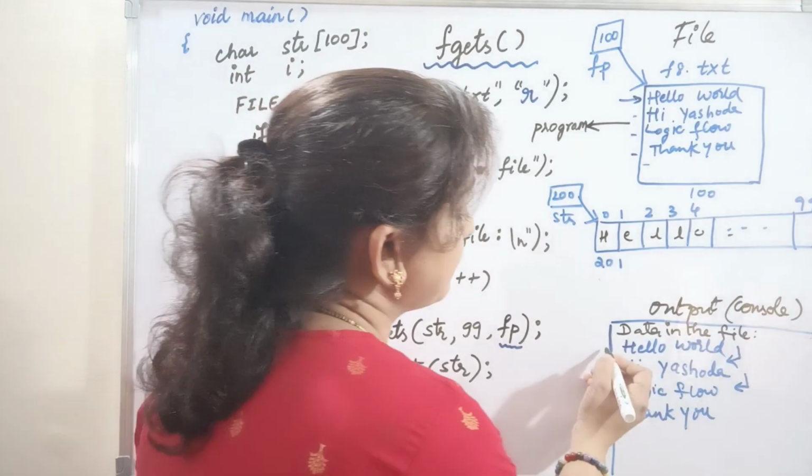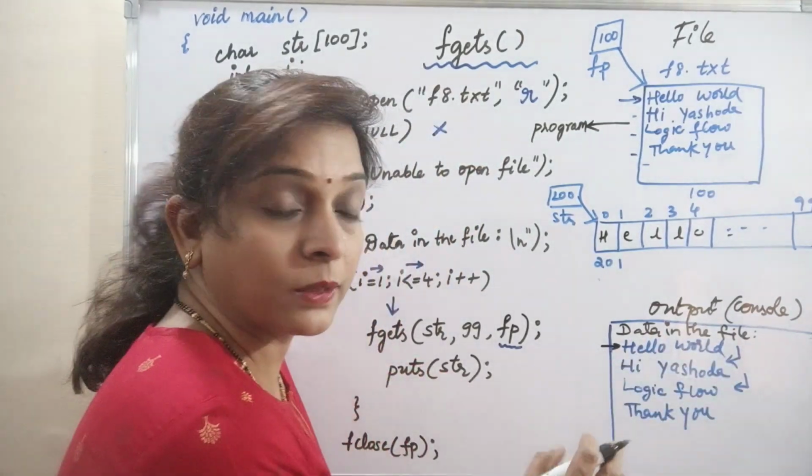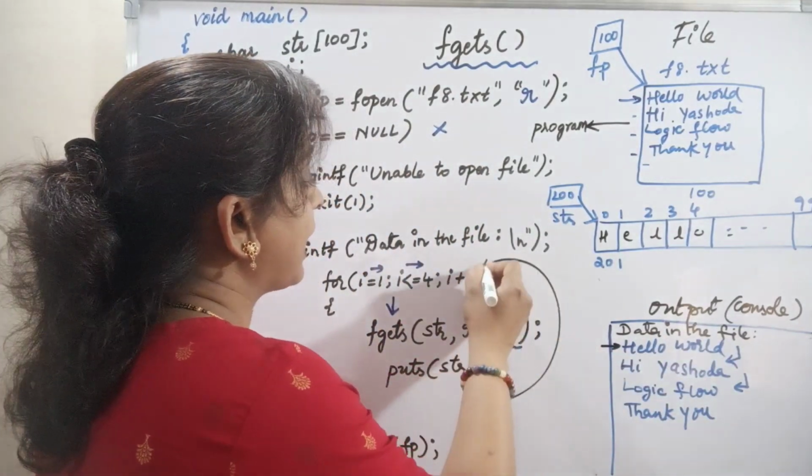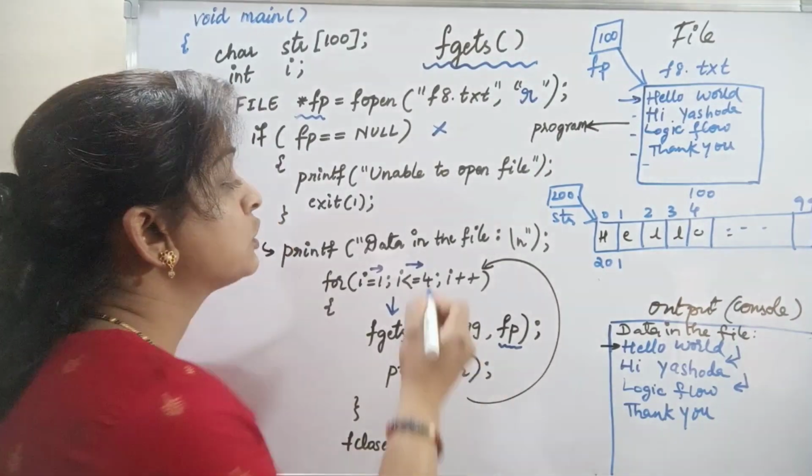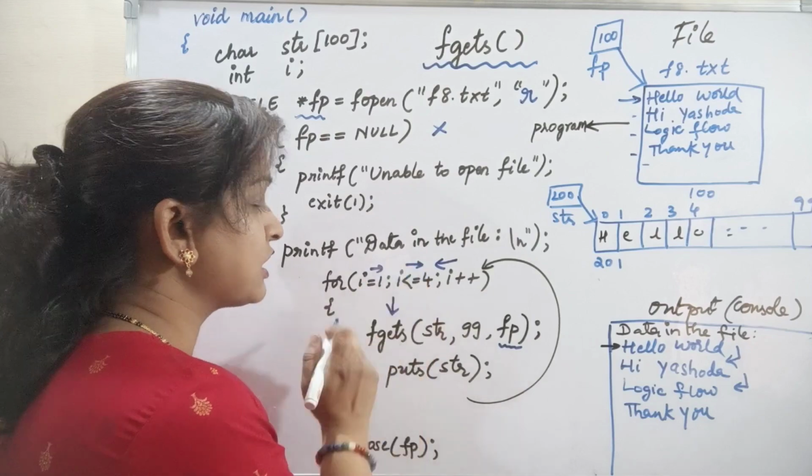So initially I will be getting this message, hello world. Then again loop back, i gets increased. So when i gets increased, i becomes 2. 2 is less than or equal to 4, condition satisfied.